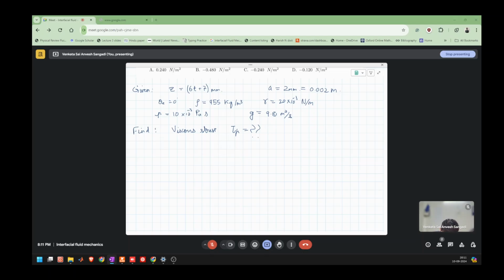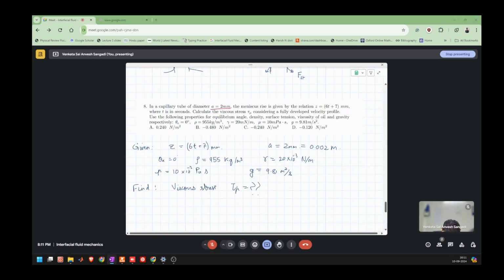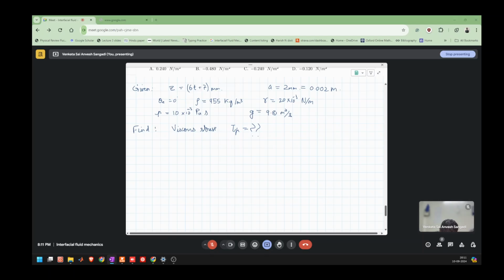So now we know, for a capillary tube rise, Z dot is equal to U, and U(R) is given by 2Z dot times (1 minus R square by A square). So now we know the expression for viscous stress, tau mu, which is equal to mu del U by del R at R equal to A.